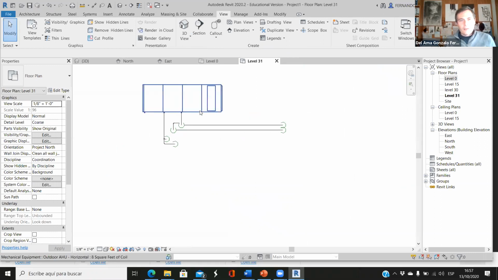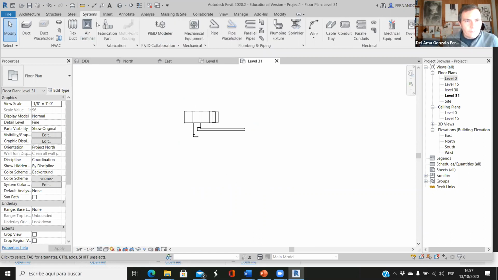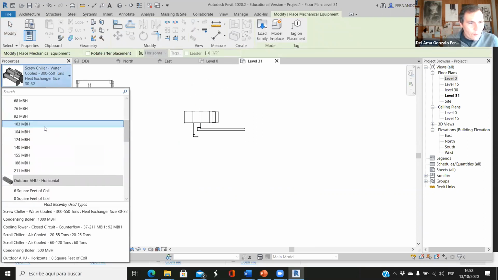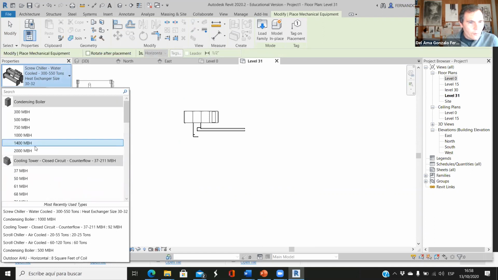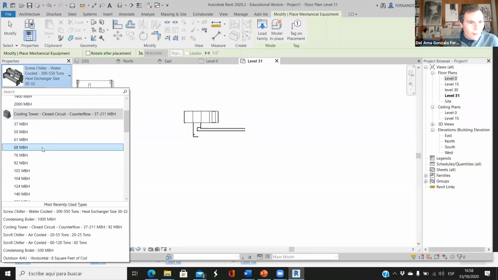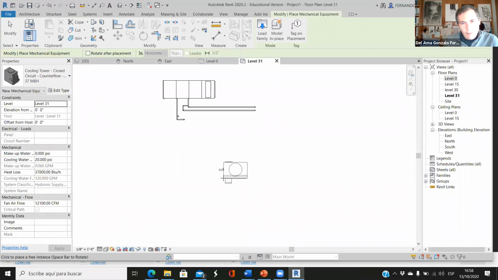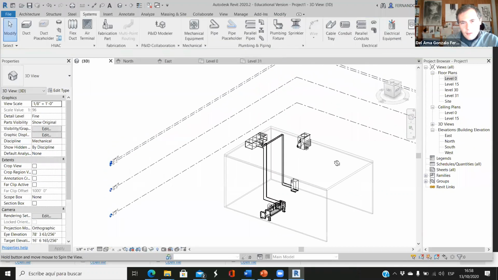okay, this is where the air handling unit is. And now we need to place the cooling tower. So let's go to systems, mechanical equipment, and there should be cooling towers here. Cooling tower. Okay, again, the smallest one. This one, it's big enough. So let's place it here. Let's look at the 3D where it is.